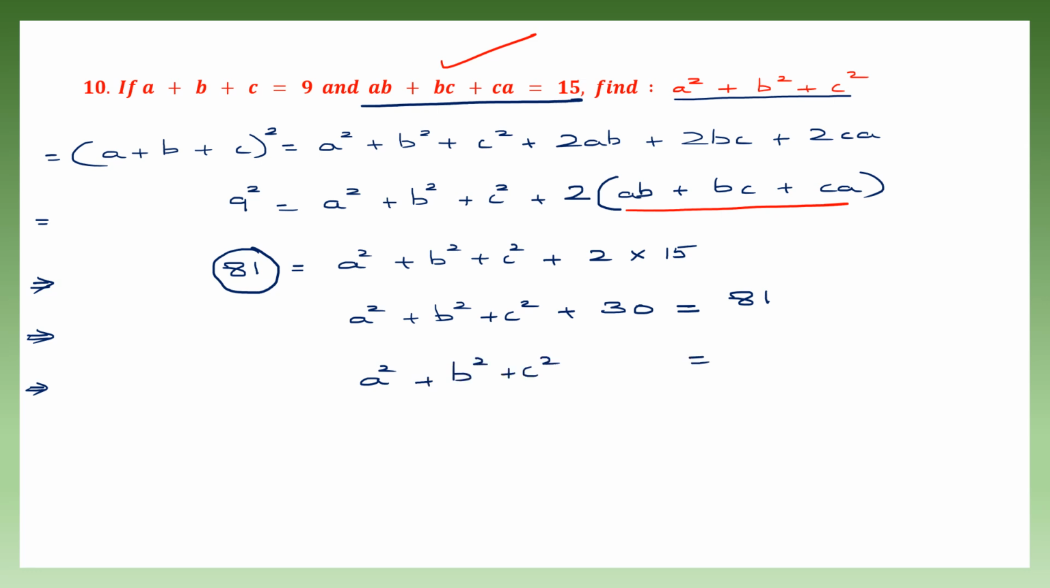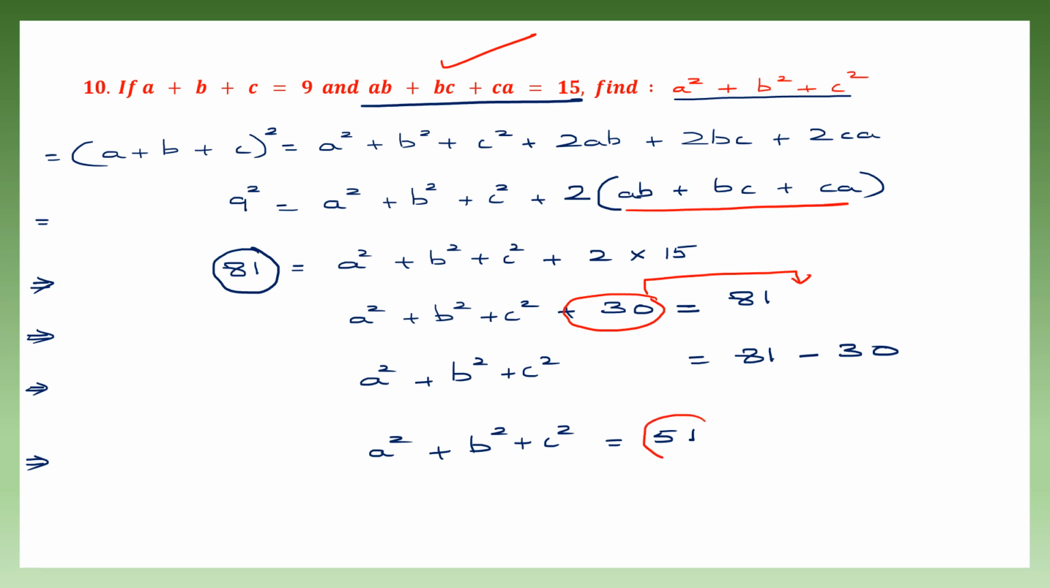Now let's find only the value of a square plus b square plus c square. That will be equal to 81 minus 30 because we have transposed this plus 30 to the other side. It has become minus 30. So now we can get the value of a square plus b square plus c square and that is 81 minus 30, which is 51. So this is our final answer, 51.